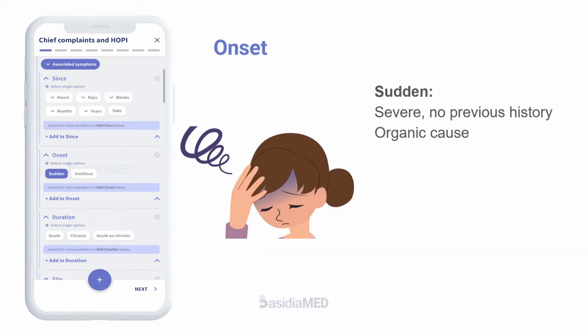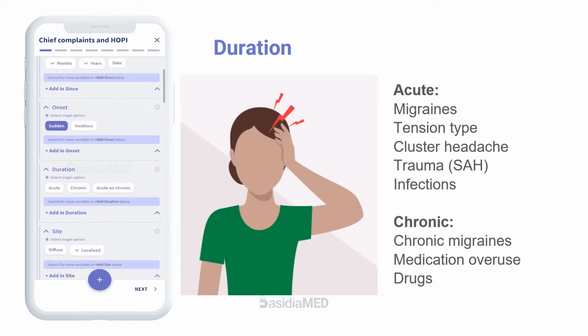Sudden onset headaches of severe intensity, occurring in a patient without a previous history of similar headaches, may suggest an organic etiology. Acute headaches develop from causes such as migraine, tension type, or cluster type headaches. Trauma resulting in subacute hemorrhage and infections, such as meningitis, are also categorized as acute causes. Chronic headaches occur on and off due to the same primary event. Some examples are chronic migraines, medication overuse, and drugs such as nitrates.